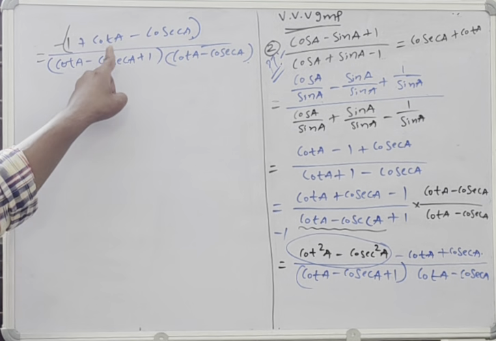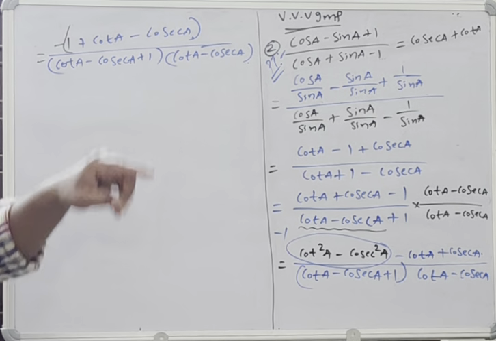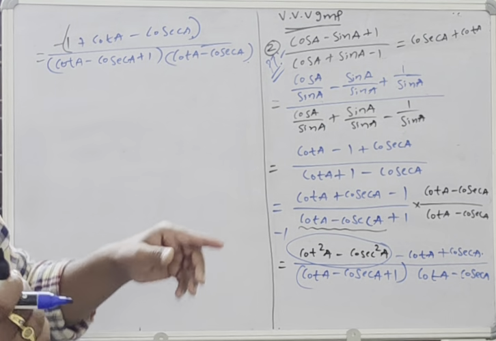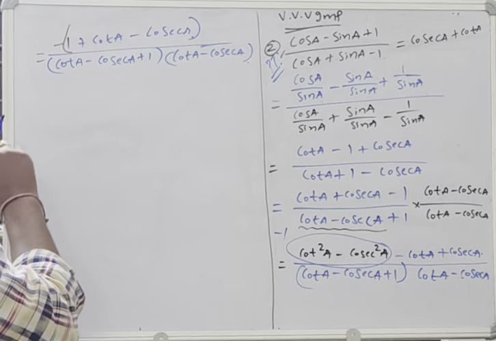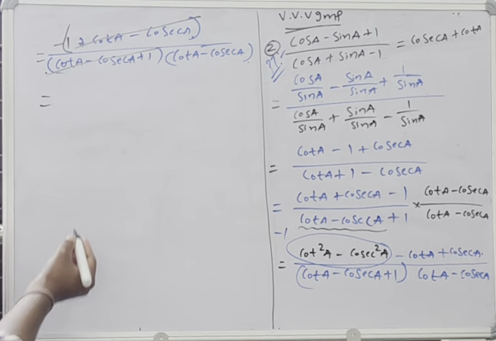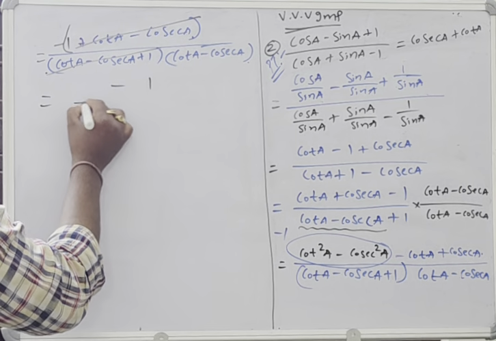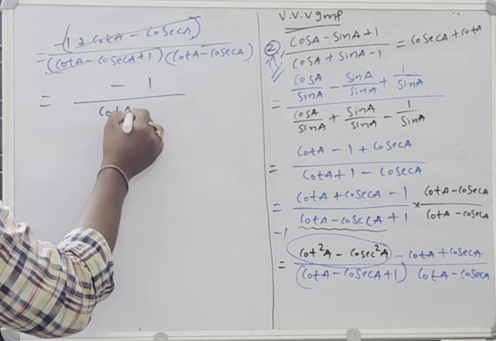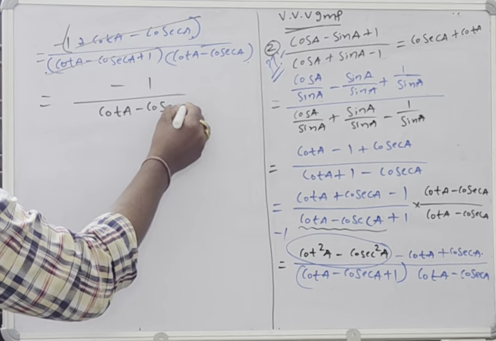Now check this. Cot A minus cosecant A, cot A minus cosecant A. Plus 1, plus 1, they will cancel out each other. Now here minus is left. So we get minus 1 by cot A minus cosecant A.